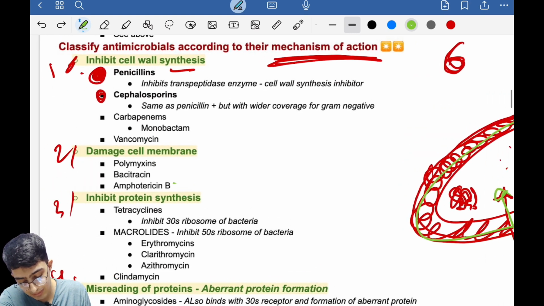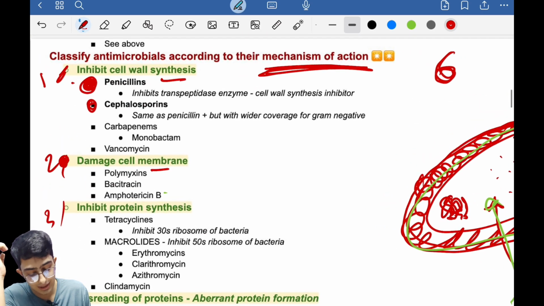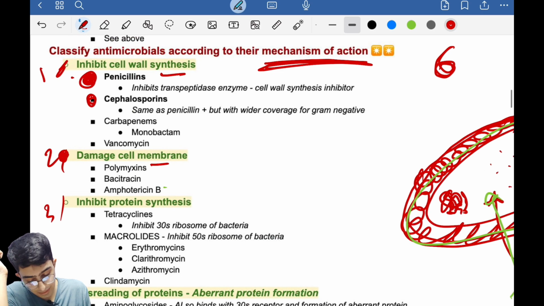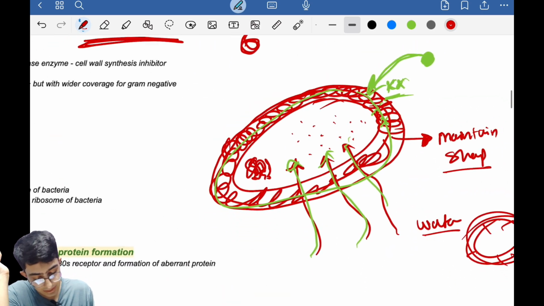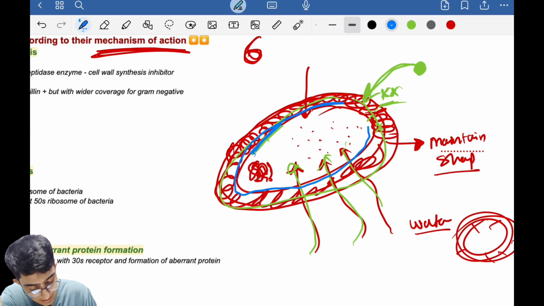Another mechanism of action is that antibiotics can work by damaging the cell membrane. Now this is not as common, but just for the sake of this video. Apart from the cell wall, we know that the bacteria also has this cell membrane, the one that I've highlighted in blue. This inner membrane is the cell membrane.